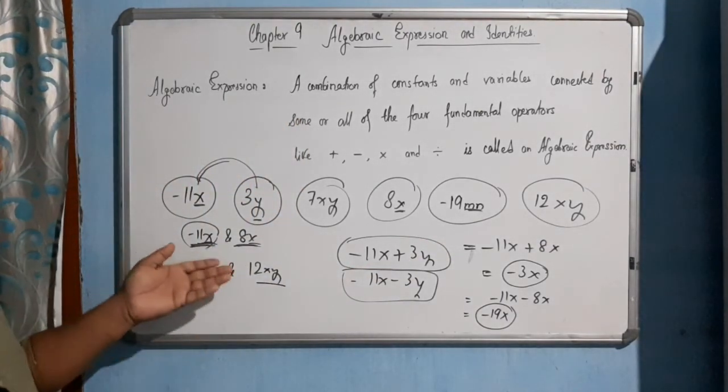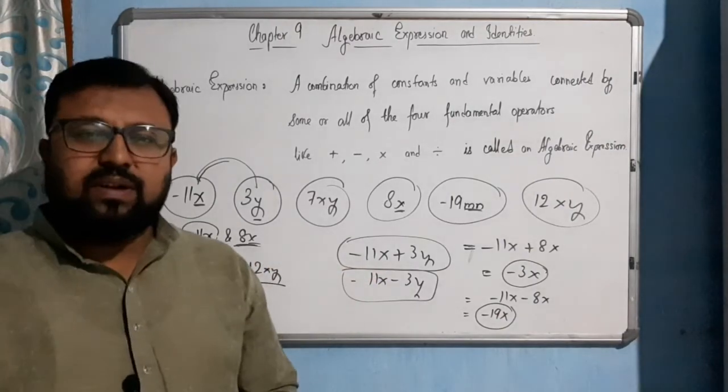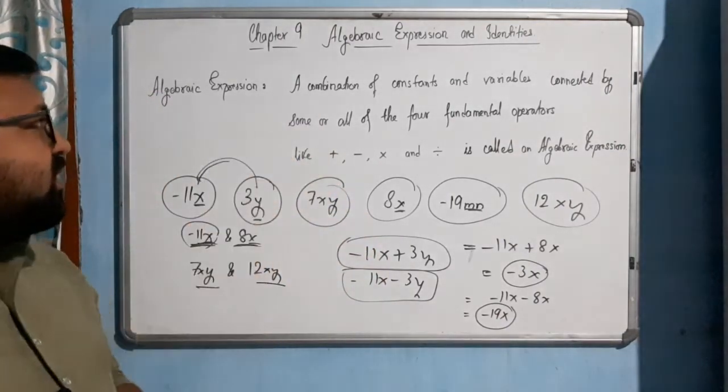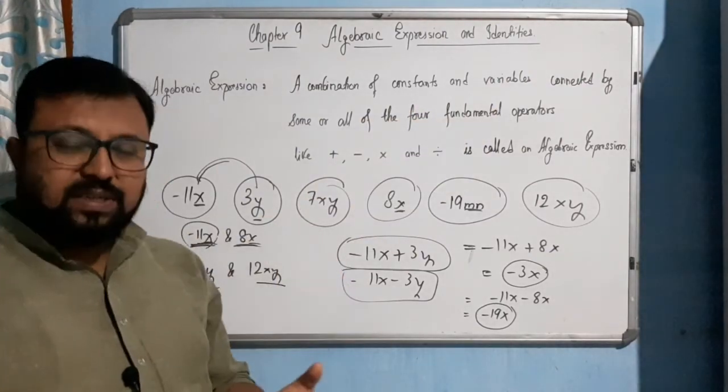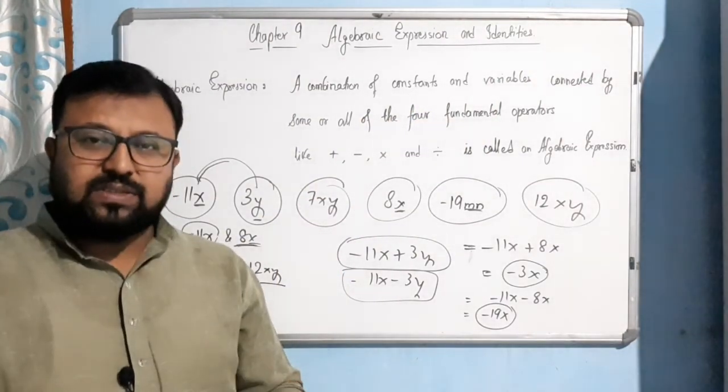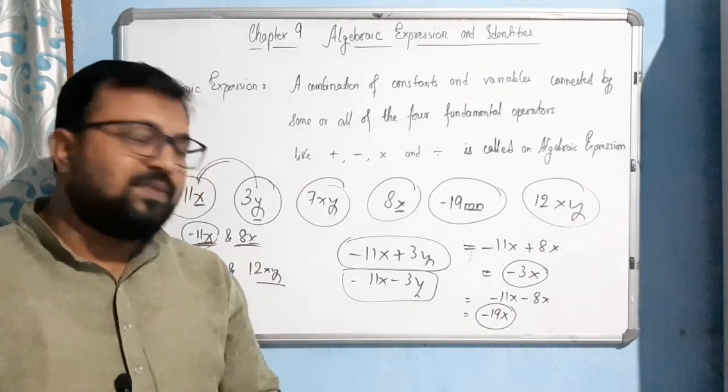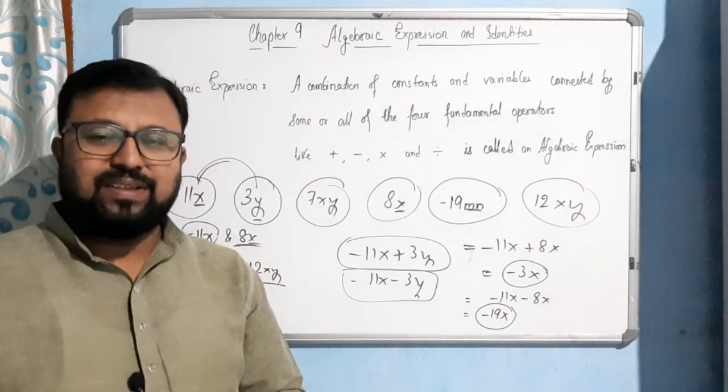So this is known as like terms and unlike terms. I hope you have understood what an algebraic expression is, what a constant is, what a variable is, what a term is, what factors are, what a coefficient is, unlike terms, and what a monomial, binomial, and trinomial are. Thank you.